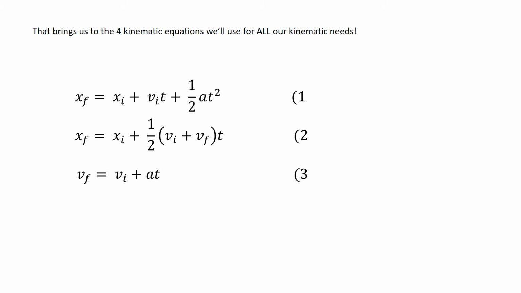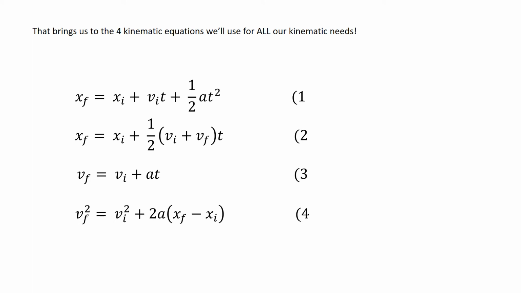Third equation, v final equals v initial plus at. This allows you to find the initial or the final velocity given the other variables. It shows that velocity is going to be a linear relationship with respect to acceleration and time.